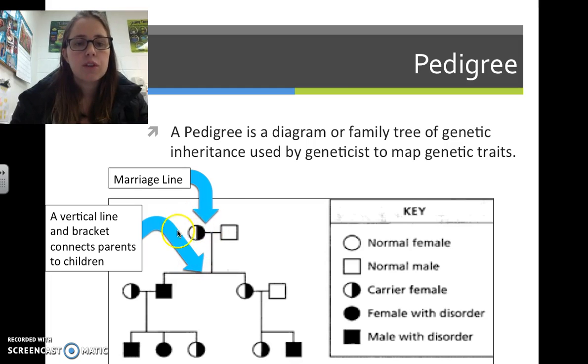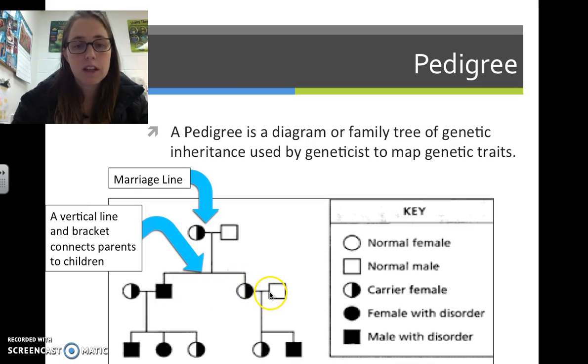Okay, so you'll notice that a carrier is somebody who does not show the disease, but who can pass the disease along. Now notice how these two individuals have a straight line going in between them. That means that they're married. Also notice that from that straight line is a bracket that comes down. That means that these are their children, their offspring.